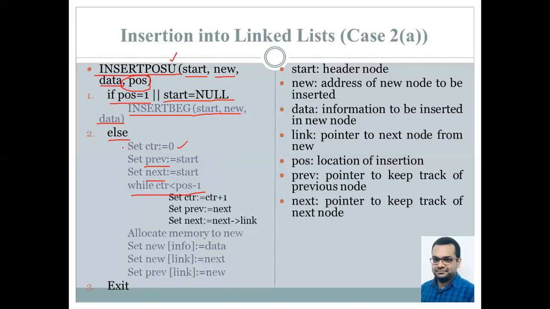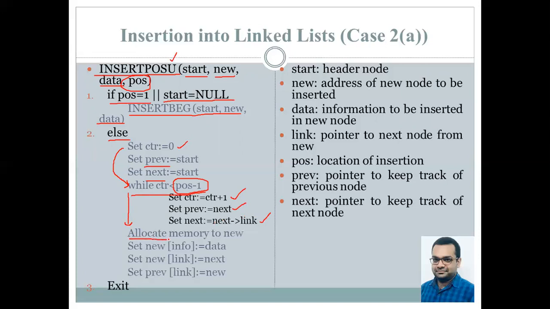After initialization over here, all the checks are going to be performed over here. As long as the value of the counter is less than the position minus 1, because in C programming, the index goes from 0 to n minus 1, or 1 less than the position of insertion, we will be incrementing the counter. Previous will be getting the value of next, and next will be incremented to point to the next location in the linked list. Once we exit out of this loop, we'll see how through an example.